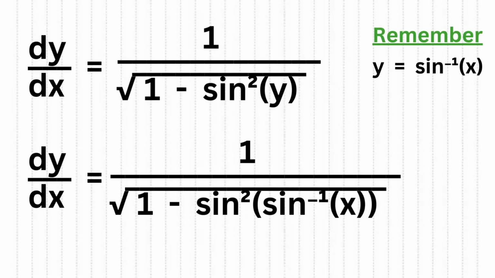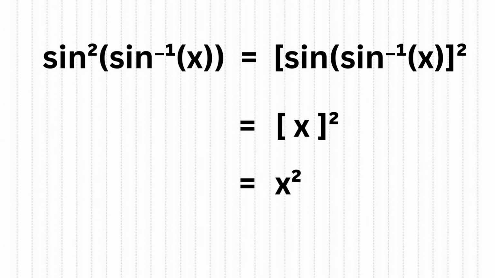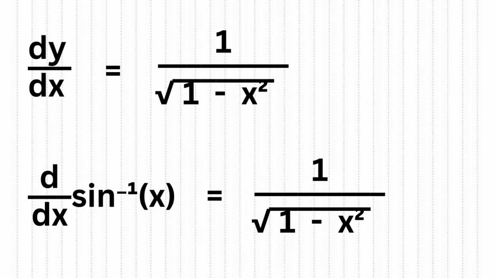With dy dx now equal to 1 over square root of 1 minus sine squared y, we plug in our y function to get dy dx equals 1 over square root of 1 minus sine squared of arcsine x. Just a quick in-between, but sine squared of arcsine x can be written as sine of arcsine of x, whole thing squared. Sine of arcsine x is just x, so we're left with x squared. Finally, we get dy dx equals 1 over square root of 1 minus x squared. Thus, the derivative of arcsine of x is just that.